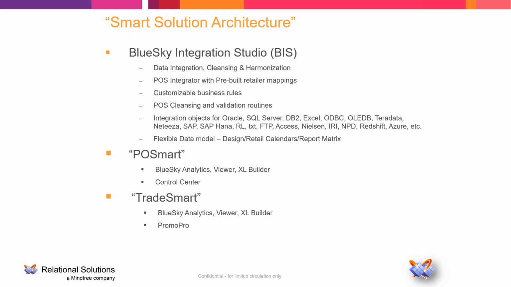POS Mart is the underlying architecture. It leverages this BlueSky Integration Studio with all of these different components. And on the front end, we've got BlueSky Analytics and Control Center. There's several versions of BlueSky Analytics. There's the power user version, the casual user, and the Excel plugin. And BlueSky Analytics, by the way, allows you to receive all your reports. You can drag, drop, drill, create new reports.